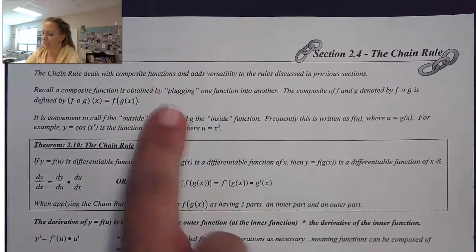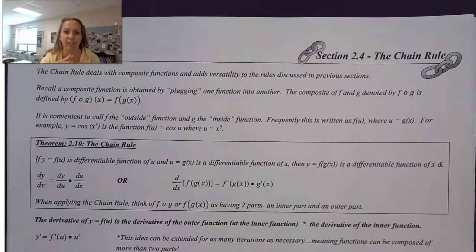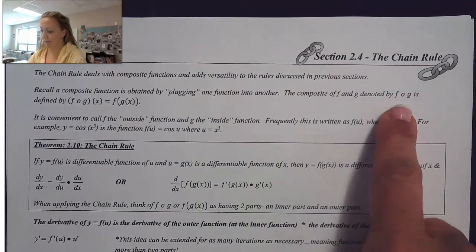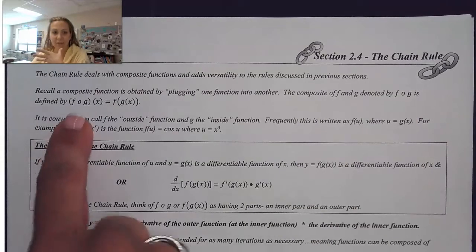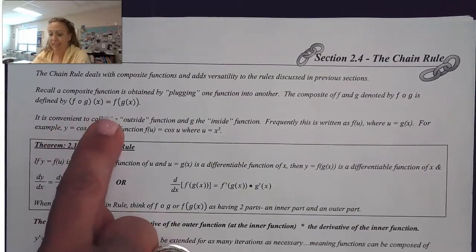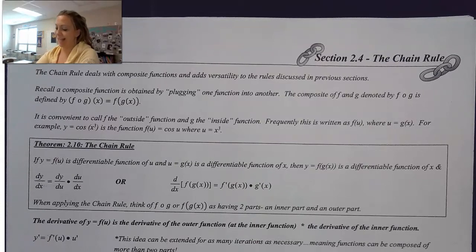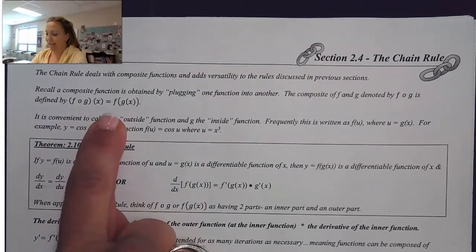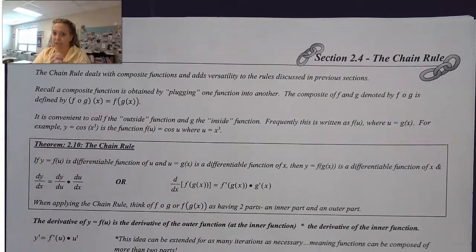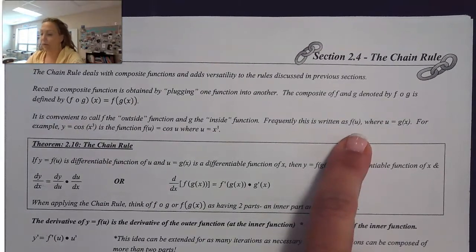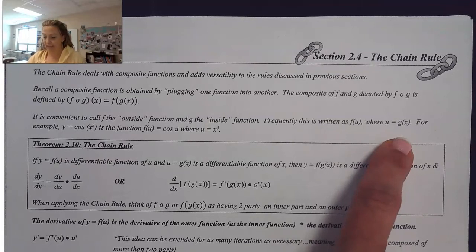A composite function is obtained by substituting one function into another. The notation for this is f composite g. And again, what f composite g of x means is basically f of g of x. It's when you're putting one function inside another function. We're going to call f the outside function and g the inside function. And oftentimes there's this u substitution thing where this is written as f of u, where the u is really that g of x.